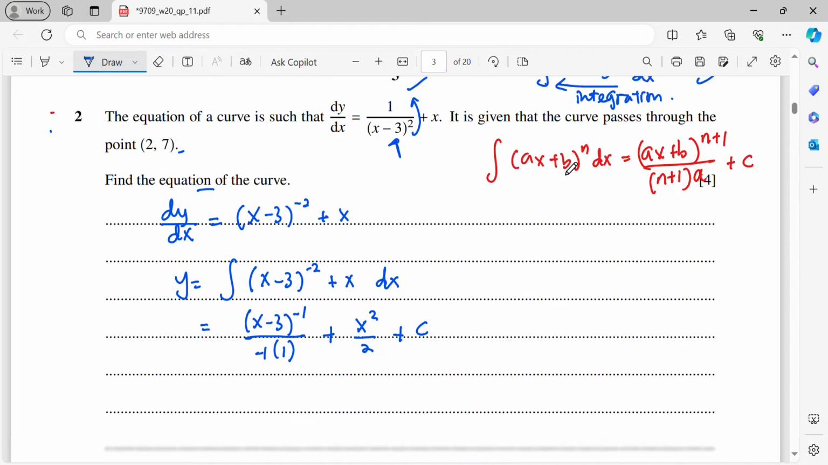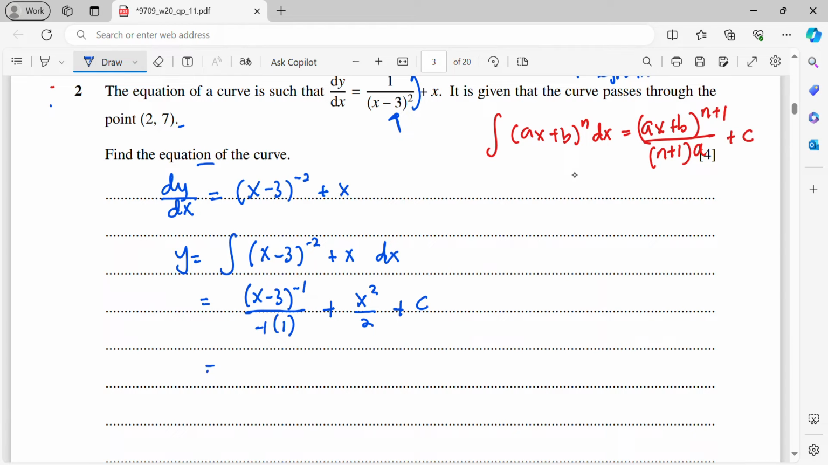And now I rewrite, I simplify it first. So now, for the first term, because this is a negative degree here, you have to move it down. And then there's a negative at the bottom as well, so I will write negative 1 over x minus 3. And then the second term is x squared over 2 followed by plus c. This is your expression for y.